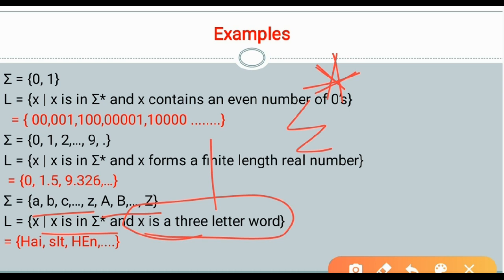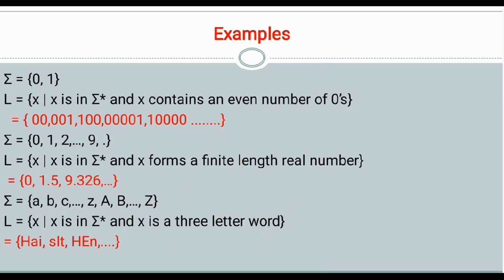So for sigma star, you need to provide the 3-letter word. You can see the 3-letter words: you are given HAI and SIT. You have HEN.